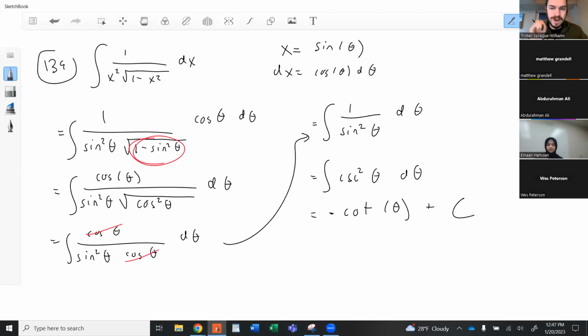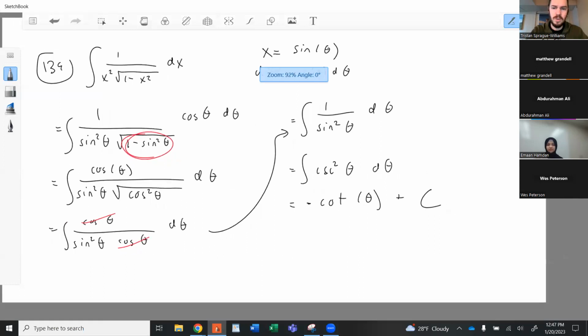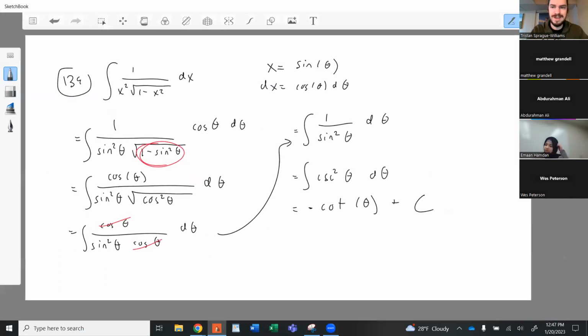So now we just need to do the reference triangle thing to see what cotangent is in this context. So let's go back to this again and draw our reference triangle. If sine of theta is x, since sine is opposite over hypotenuse, I want to do x over 1. Remember that if it's just x, you can assume there's a 1, x over 1, right? Equals x. So we do that.